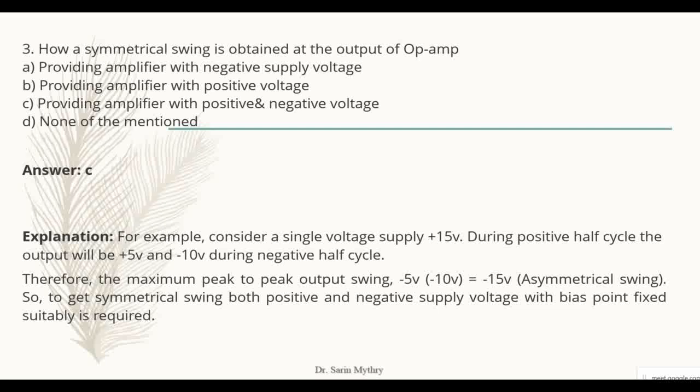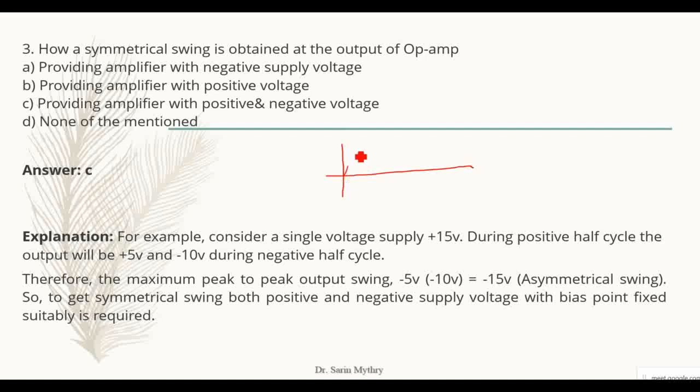Why do we use the symmetrical swing? The symmetrical swing is obtained at the output in order to provide both the positive and negative voltages. See here, if you talk about the output of your op-amp, the output of an op-amp will have both the positive and negative cycles. So it will have both the swings. The swings will be there.